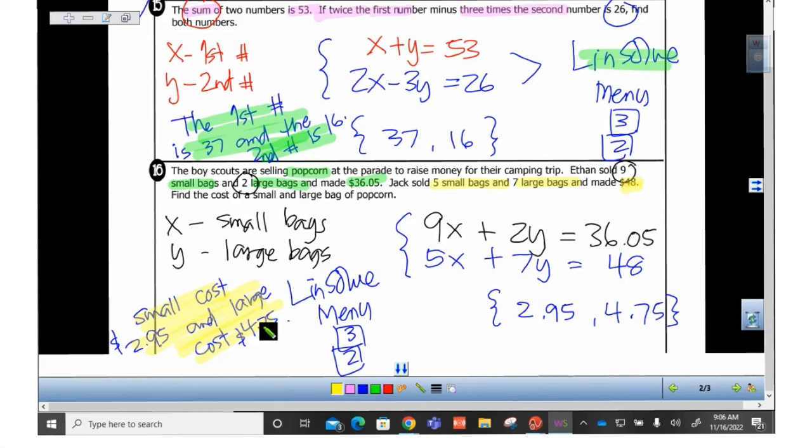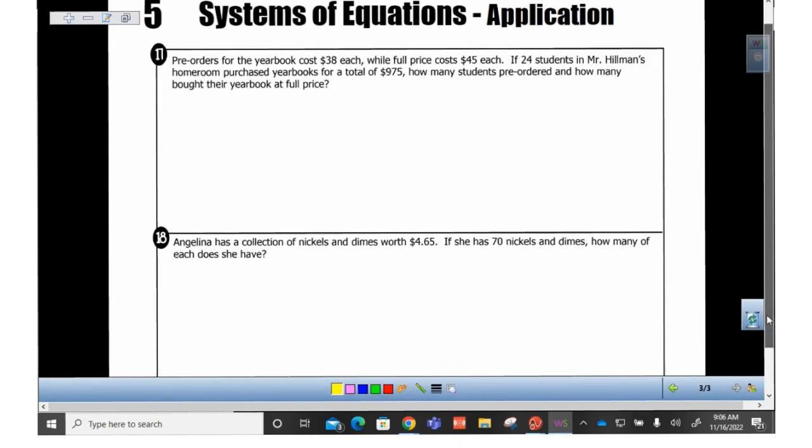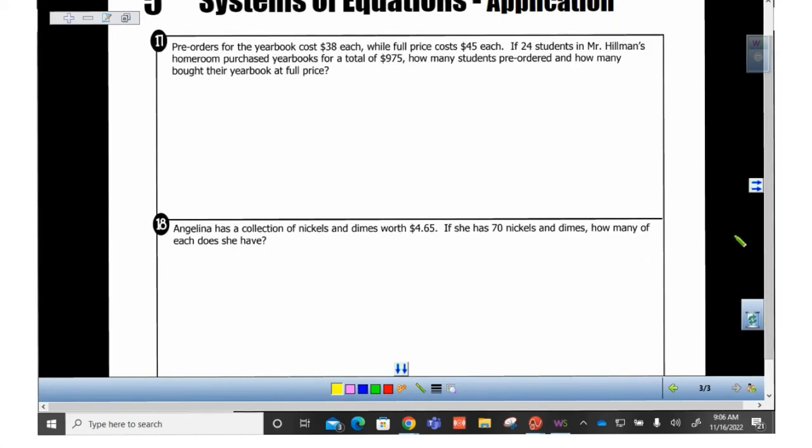All right, I'm giving you guys some more time to copy the notes in your flipbook. Okay, like I said, always write your final answer in a simple but complete sentence. All right, here we go. Number 17 and number 18.